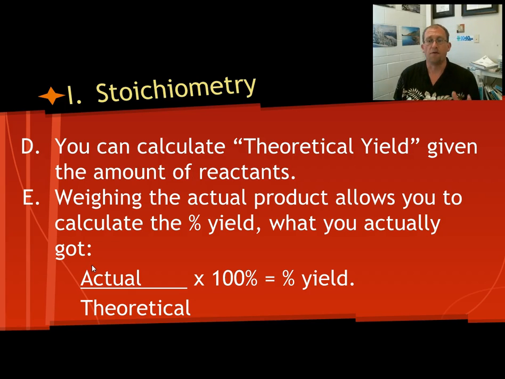All right. Now, theoretical yield versus actual yield. This is very important if you're actually an industrial chemist and you're making a product. You work for Bayer and you're making aspirin.